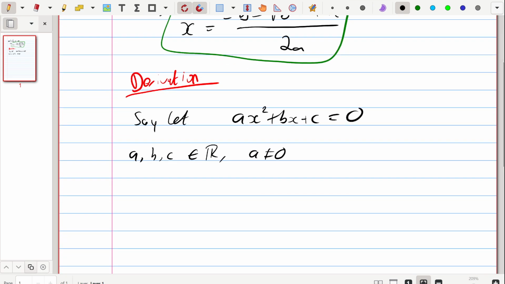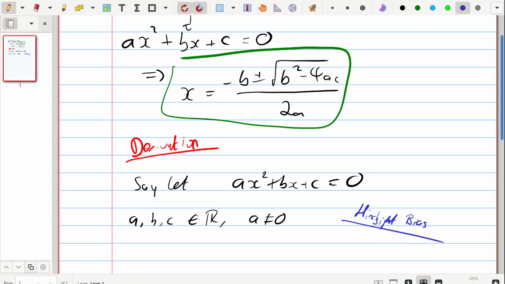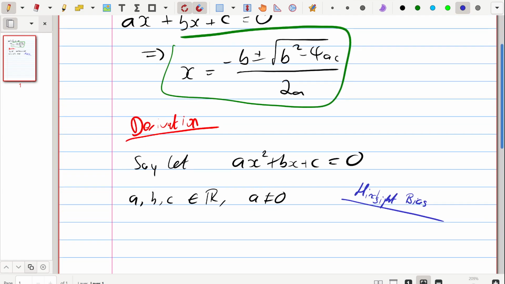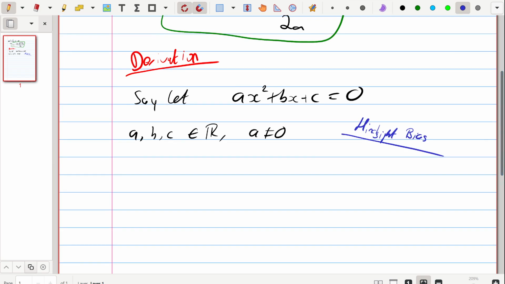Now, a good trick to have here, and this is why I often love questions that say prove that or show that, is we're going to use a thing known as hindsight bias. So we're effectively going to build this quadratic formula up and everything will start to fall into place.